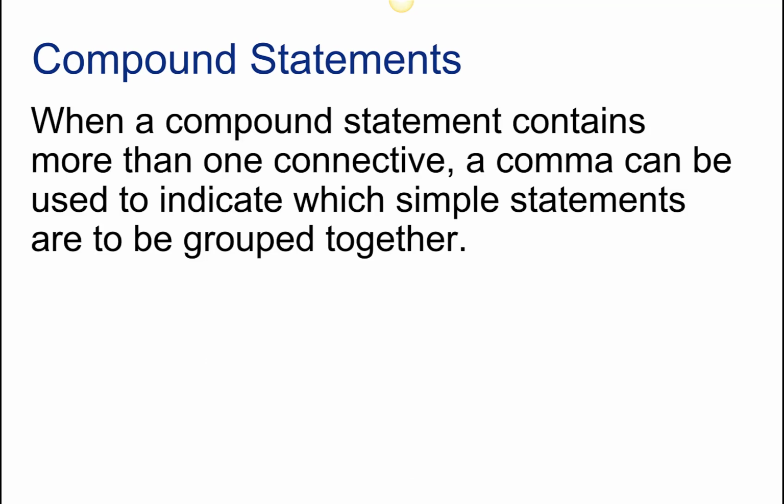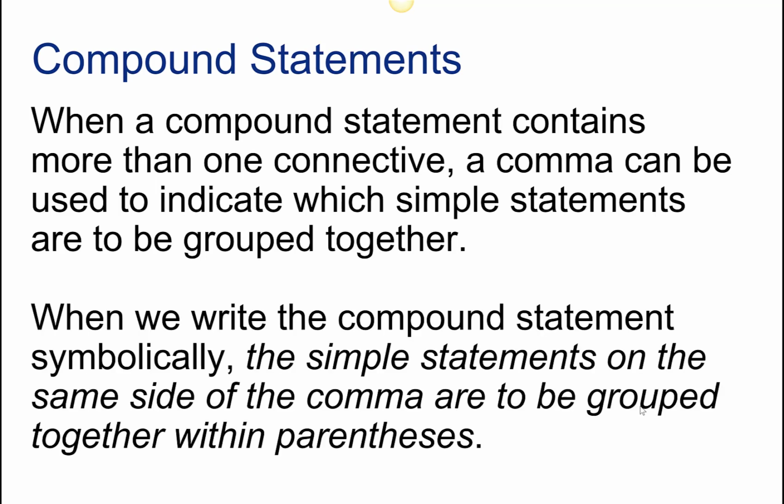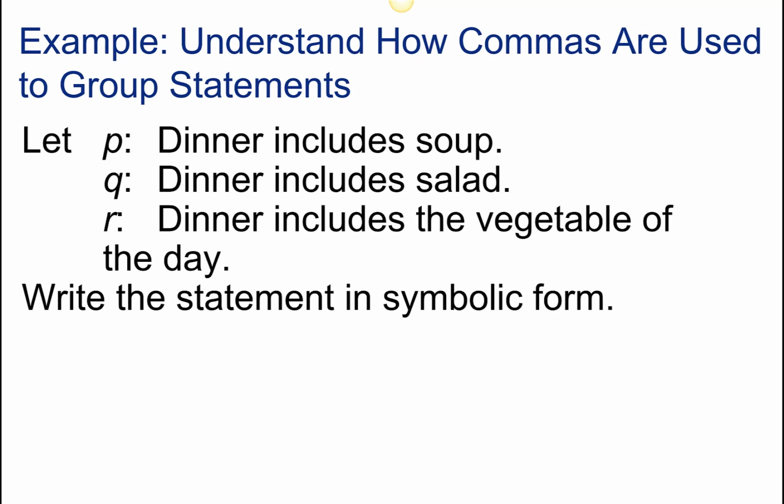When a compound statement contains more than one connective, a comma can be used to indicate which simple statements are grouped together. When we write compound statements symbolically, the simple statements on the same side of the comma are grouped together in parentheses. And here's how we're going to show you how the commas are used. So here are our three simple statements. P is dinner includes soup. Q is dinner includes salad. R, dinner includes the vegetable of the day.